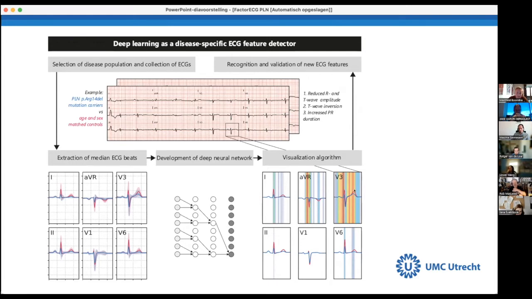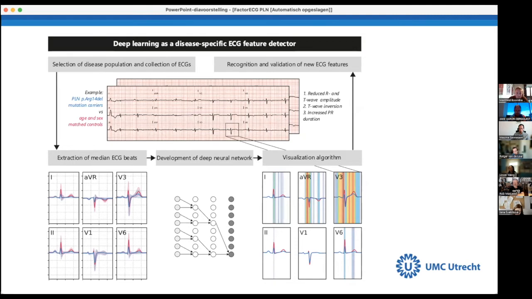You also see it in the red and blue lines that you have a decreased R and T wave height there. And that seems to be an earlier feature than the negative T wave laterally, because it's prevalent in more of these patients. And we also saw it focused on the PR segment in aVR, which we think is an increased PR duration that just turns up in this lead, but could turn up in every lead, but could also be something else.